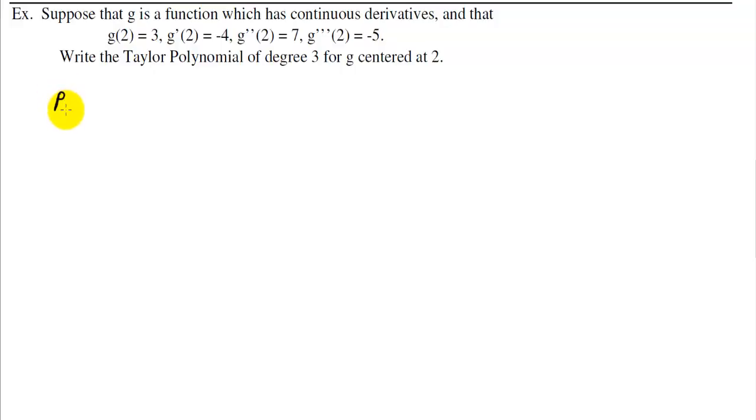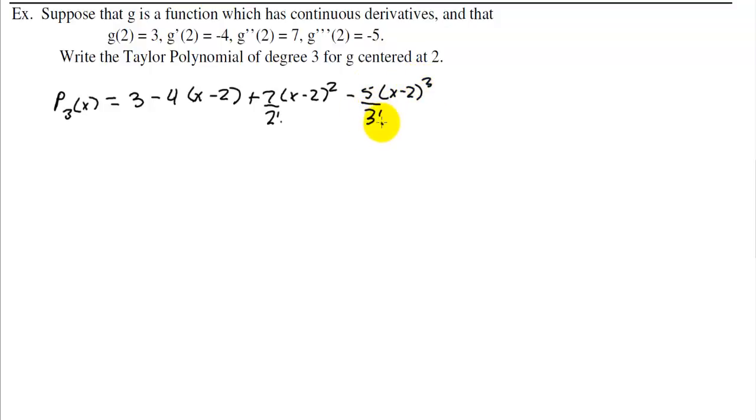So the polynomial, we're looking at third degree of x centered at 2, is equal to 3, and then we have minus 4, and that's going to be x minus 2. Now that's over 0 factorial, that's over 1 factorial, which both happen to be 1. Then we have plus 7 times x minus 2 squared, and that's over 2 factorial, and then minus 5 times x minus 2 to the third over 3 factorial.